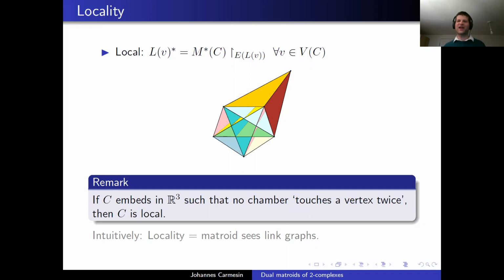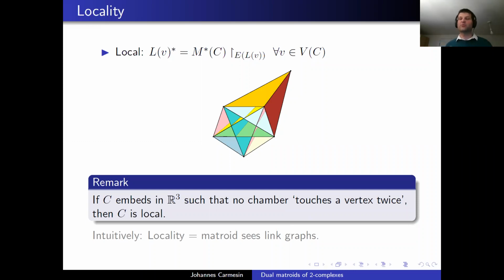So rather I'd like you to look at the gray thing at the bottom of this page, which says locality intuitively means that the matroid sees all the link graphs. So it has all the information about the link graphs at each vertex, which you get by restricting to all those faces that see the vertex. And then you can compute the link graph from that. And this is what went wrong in the cone over K5, right? The dual matroid was just a bunch of loops, so it carried no information whatsoever about the link graph at the top of the cone, which was a K5.